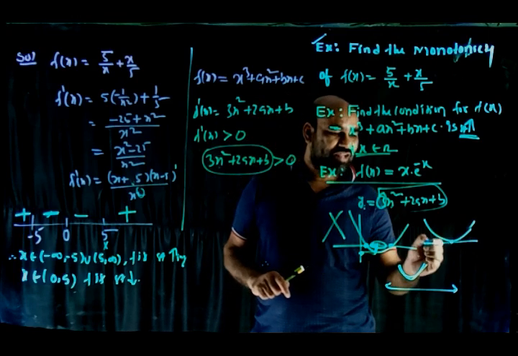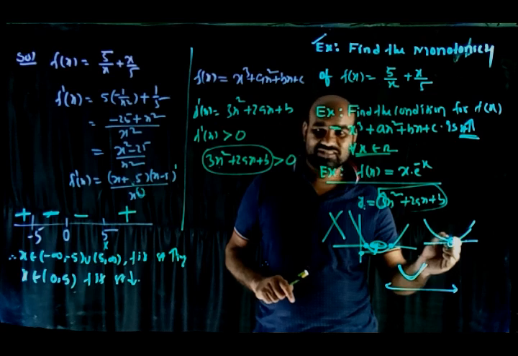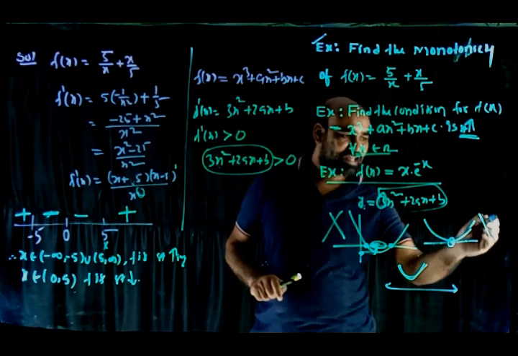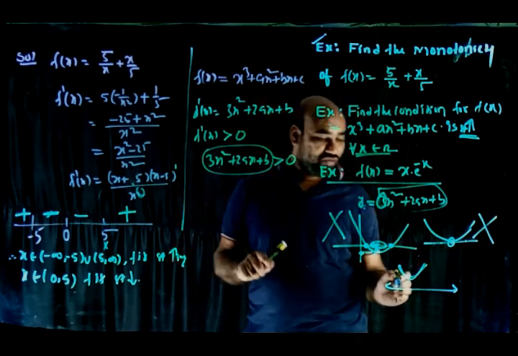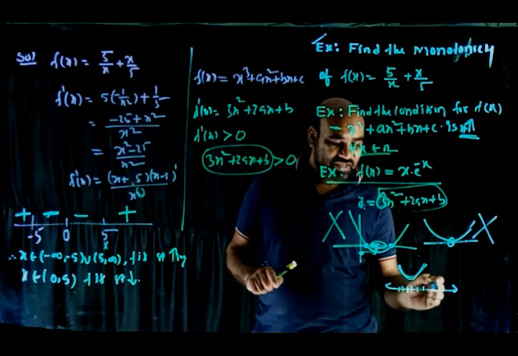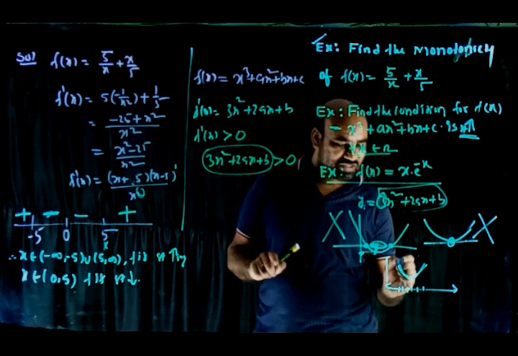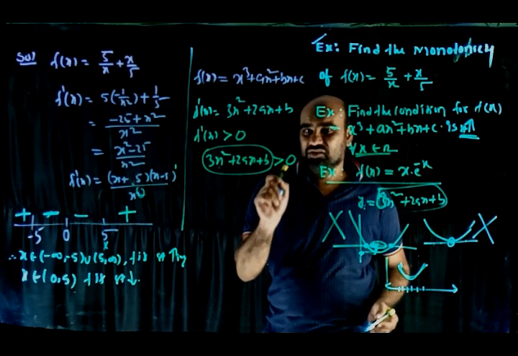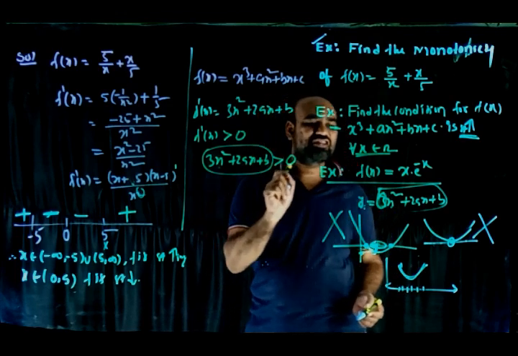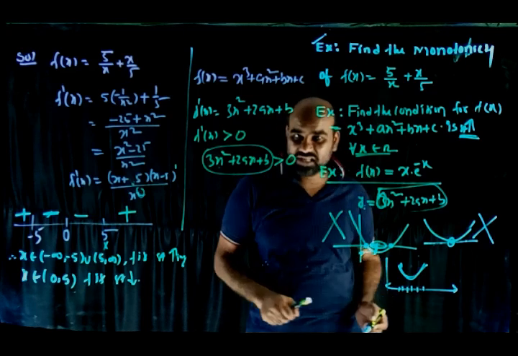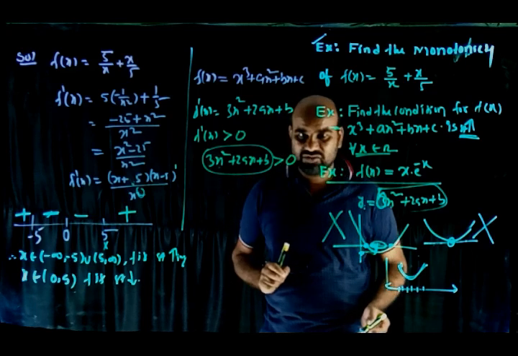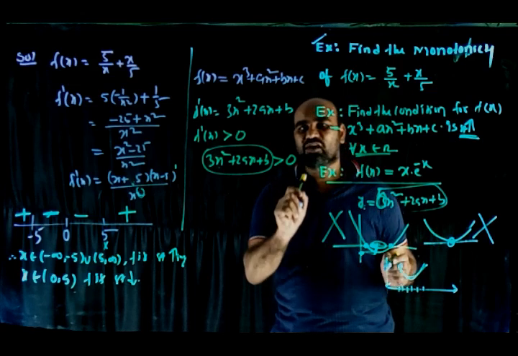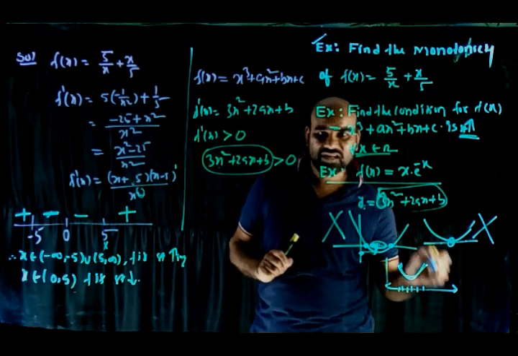Here, for all the values of x, y is positive except this one. For this x value, y is 0. But y should not be 0, only greater than 0, so this is also not taken. Whatever the x value may be, y is positive here. So this case should be taken, meaning the parabola should not intersect the x-axis. Means the roots of the quadratic equation 3x square plus 2ax plus b should be imaginary. So its discriminant should be less than 0. Then only will it have complex roots, and then only the graph never intersects the x-axis.